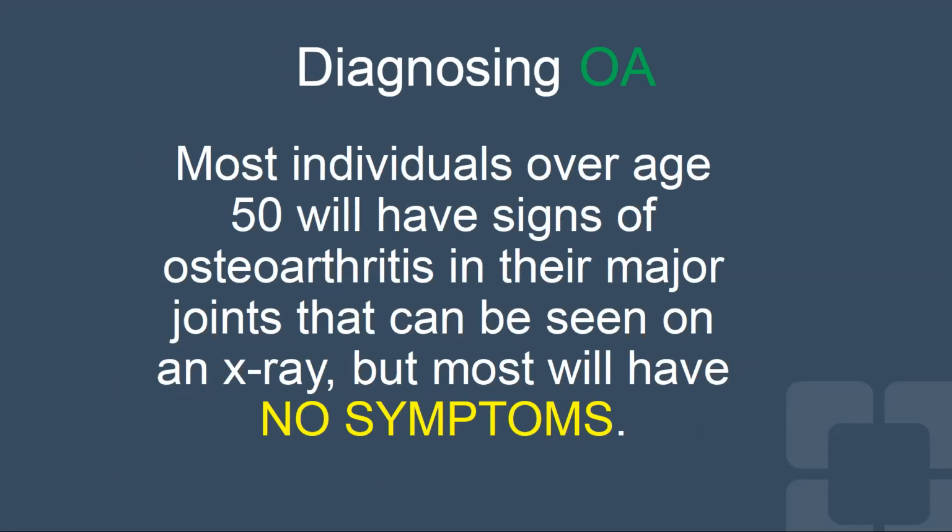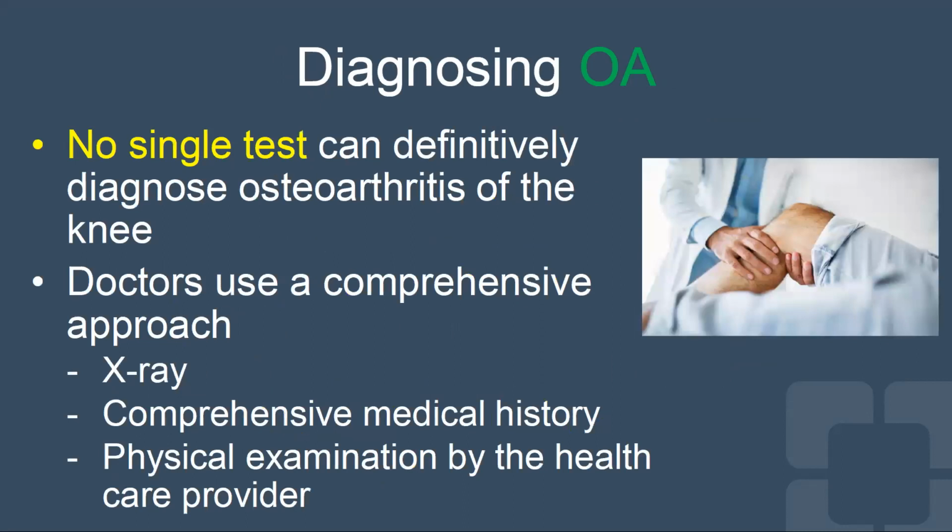So diagnosing OA. Most individuals over age 50 will have signs of arthritis, osteoarthritis in their major joints that can be seen on an X-ray, but most will not have symptoms. No single test that we have can definitively diagnose osteoarthritis of the knee. Doctors typically use a comprehensive approach, so X-rays, your medical history, and then a physical exam by a healthcare professional.